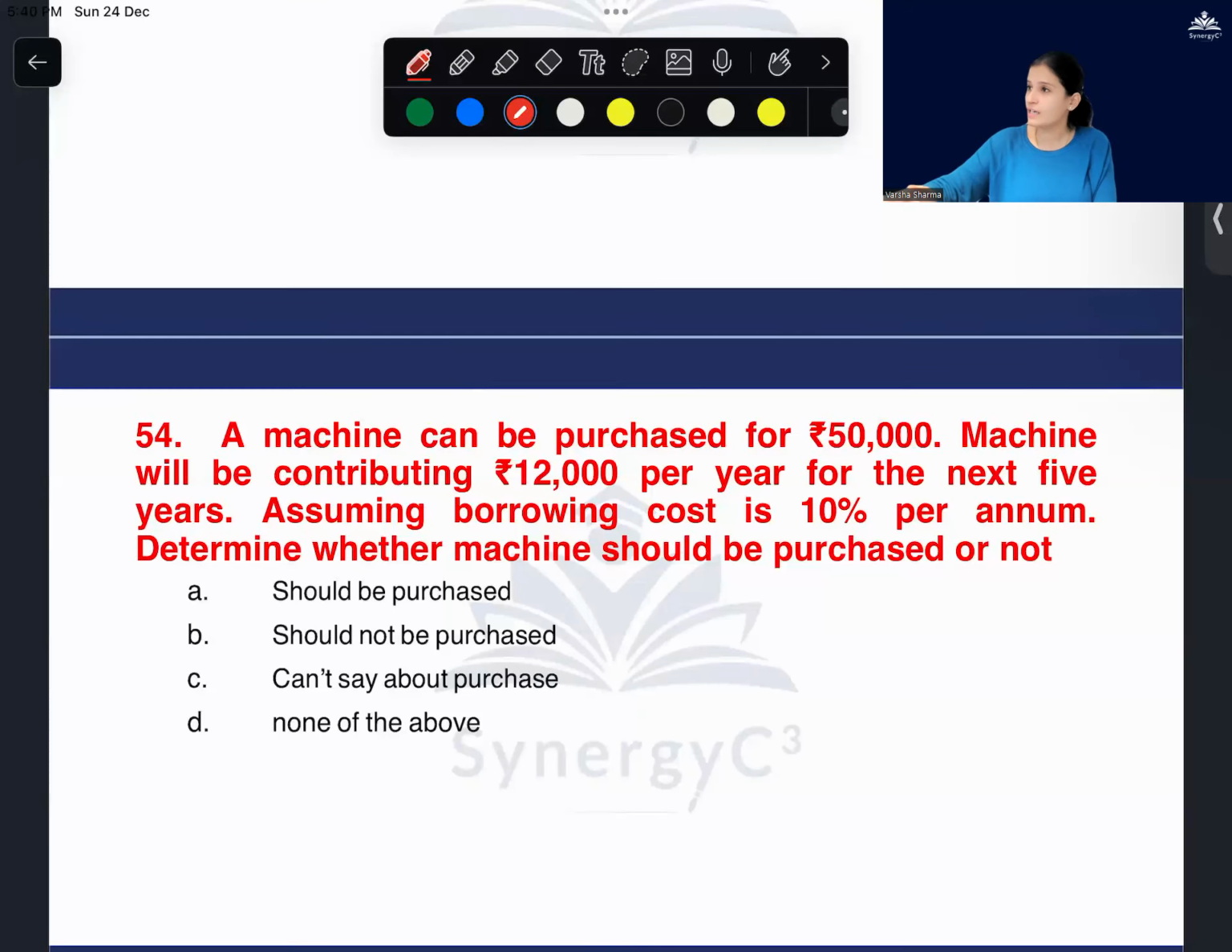Agree? So here it is contributing. That means it is adding on. So I find the present value again, because the cost of the machine is for today. So again, I'm going to calculate my benefits for today. If the accumulated benefits for today is more than 50,000, then I should buy the machine. And if it is less than 50,000, I should not buy the machine. Understood? Clear?